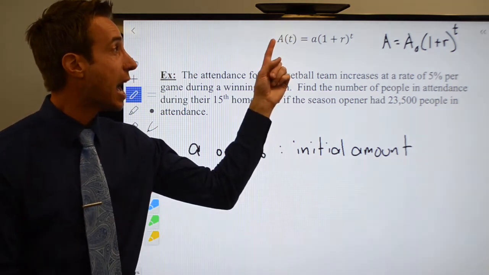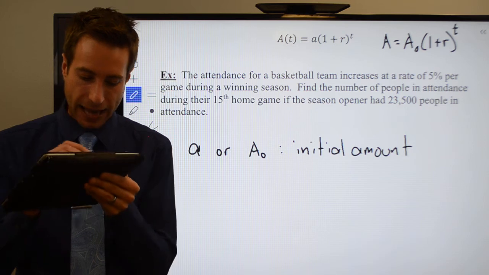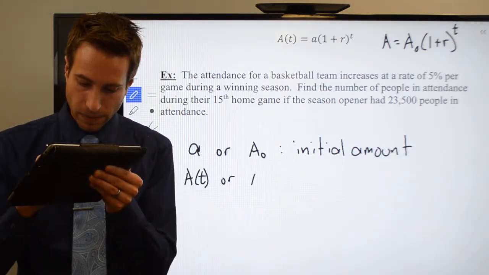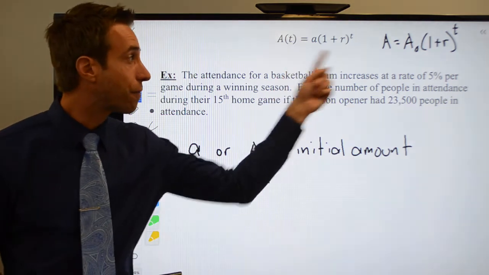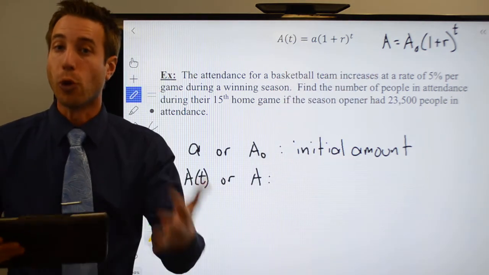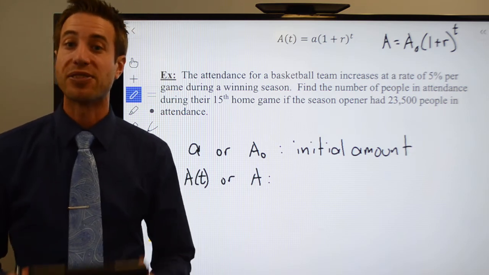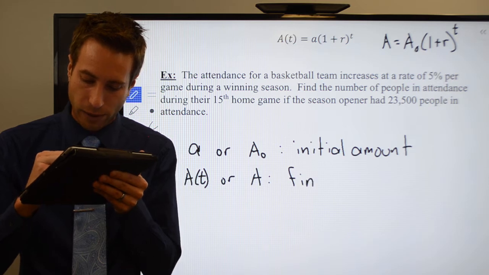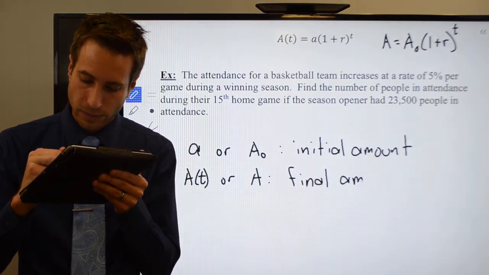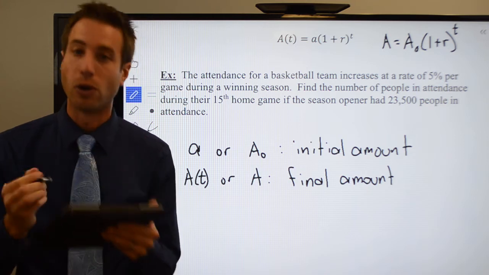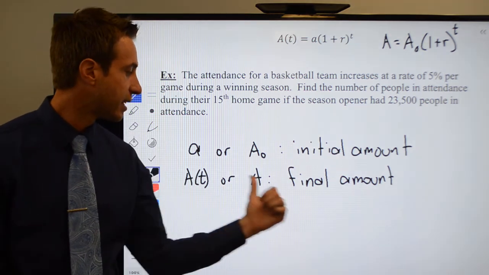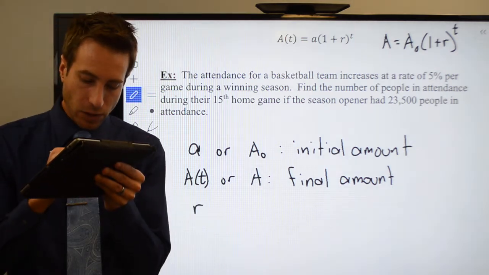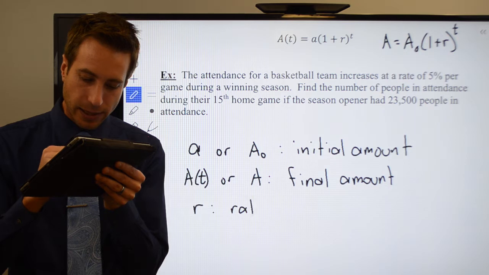As far as A sub t or capital A, in either case, whichever form of the exponential growth model your particular teacher uses, it's going to represent the final amount. It'll almost always be what you're solving for. The final amount, all right? A sub t or A. Let's keep going. R. R is going to be the rate.